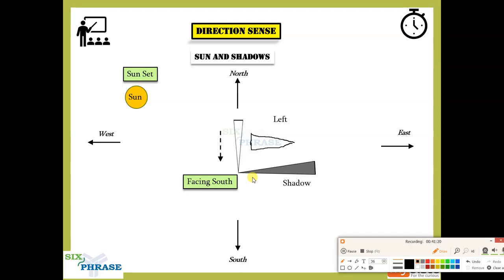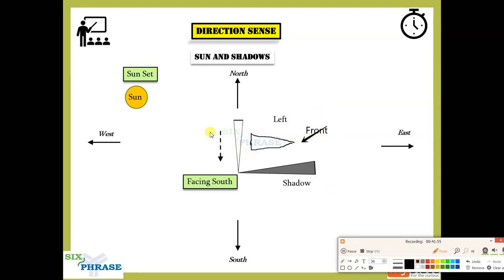Now where will the shadow lie? When the object is facing east, the shadow will lie here. It is not the right side, it is not the left side, I'd say in front of the object. The shadow will lie in front of the object. So it is not left and right here. Here the shadow will lie in front of the object.